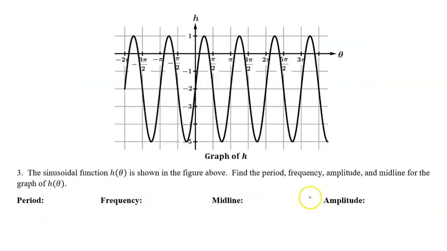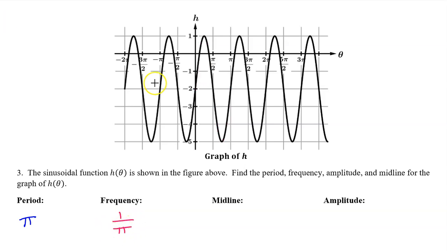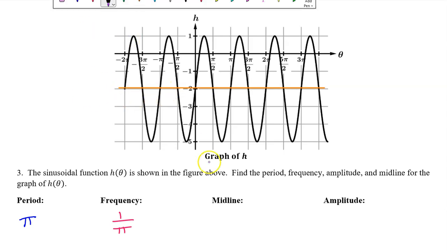Let's find the same four values for h of theta in number 3. Here is one cycle of the function, which stretches from 0 to pi, so the period is pi. The frequency is the reciprocal of the period, so 1/pi. The midline is the horizontal line halfway between the highest value and the lowest value. It's pretty easy to see that the midline is y equals -2.